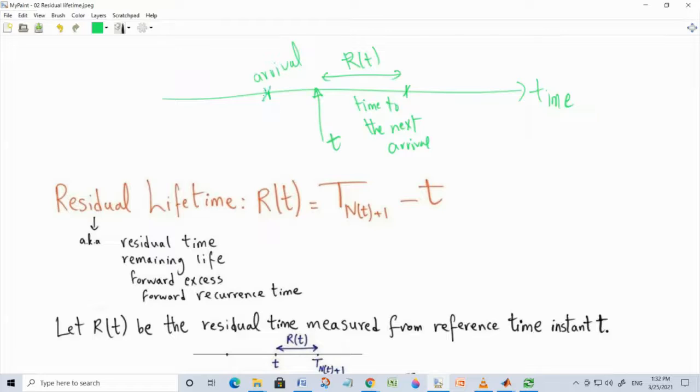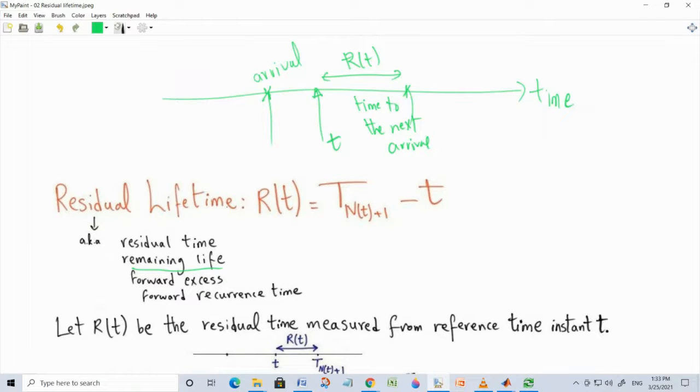Okay, so this is called the residual lifetime. So we have two arrivals, and again, you inspect the system in between the two arrivals, and you ask yourself, what is the remaining life? What is the time to the next arrival? What is the residual time? Some people call this the forward recurrence time or the forward excess.